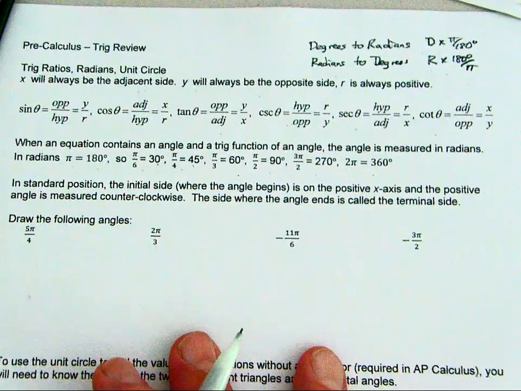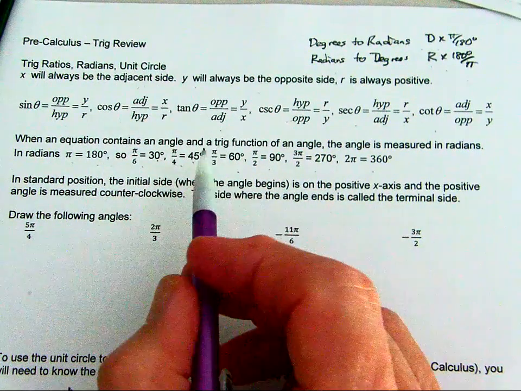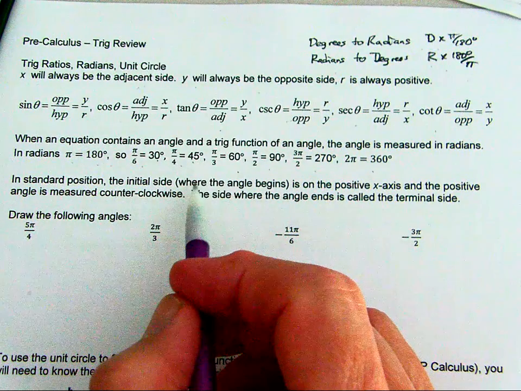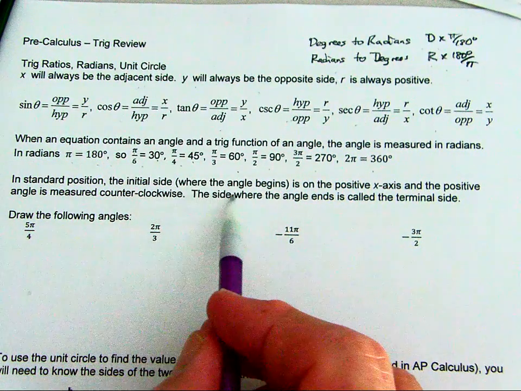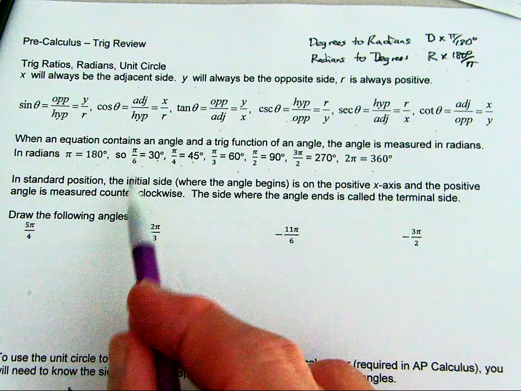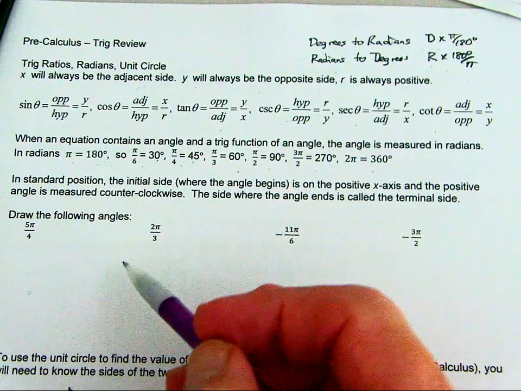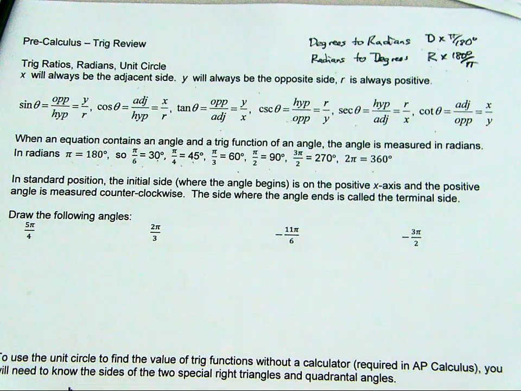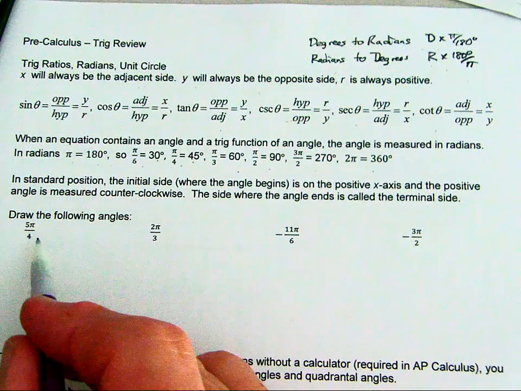We also talked in trig about standard position. You usually draw angles in standard position, which means you start on the positive x-axis and you go counterclockwise to do the angle. And if you go clockwise, then it's a negative angle.